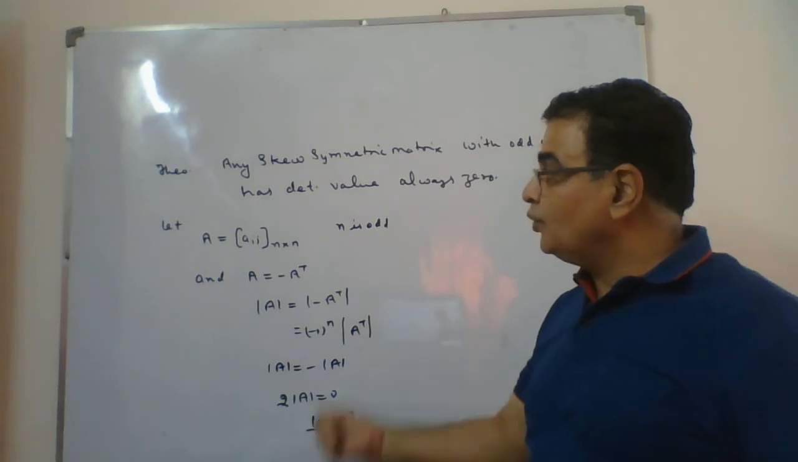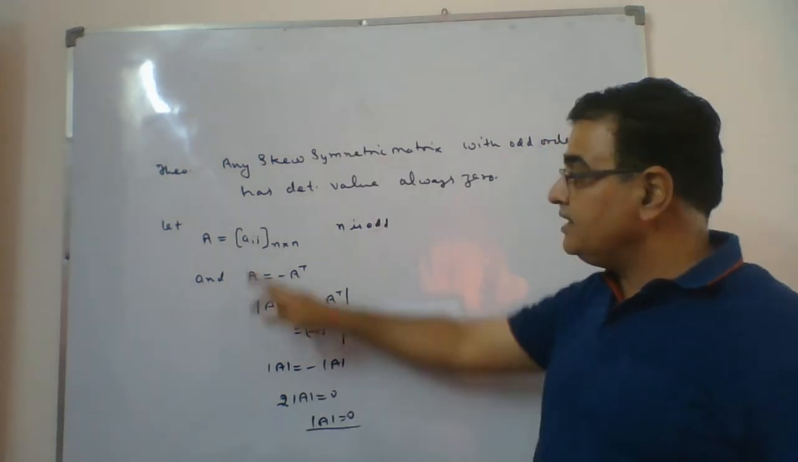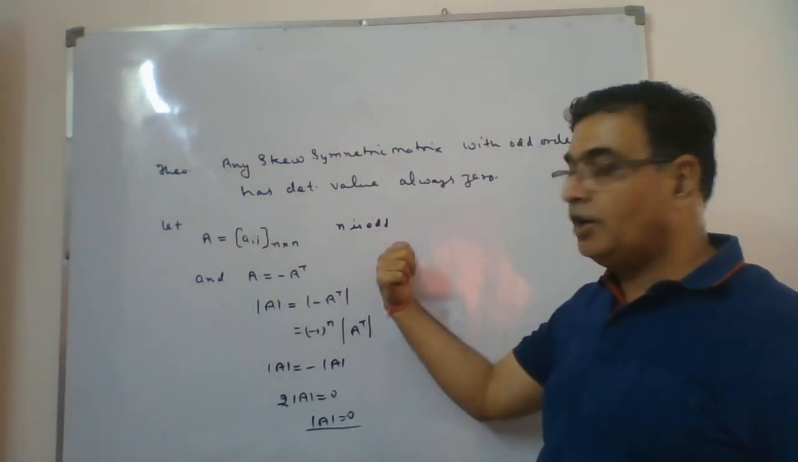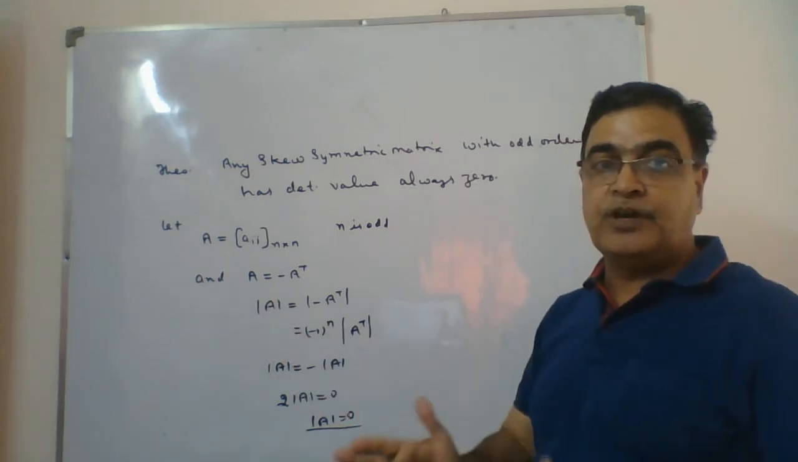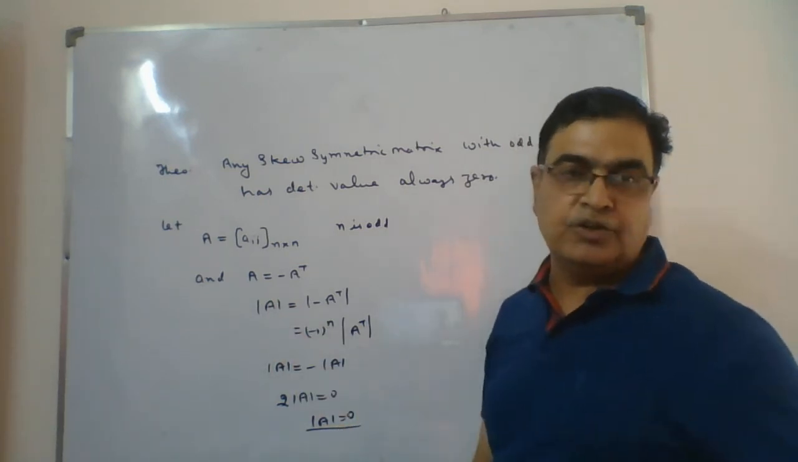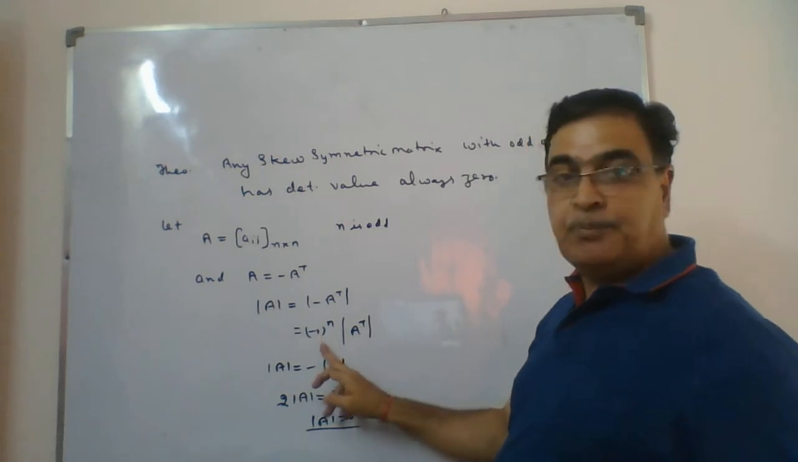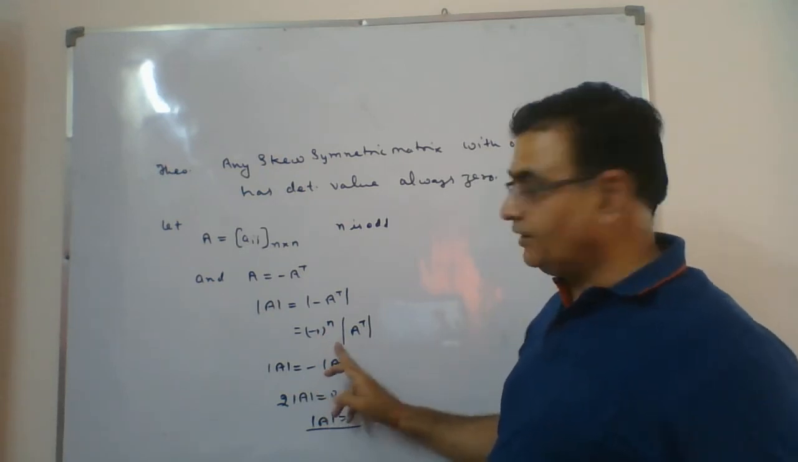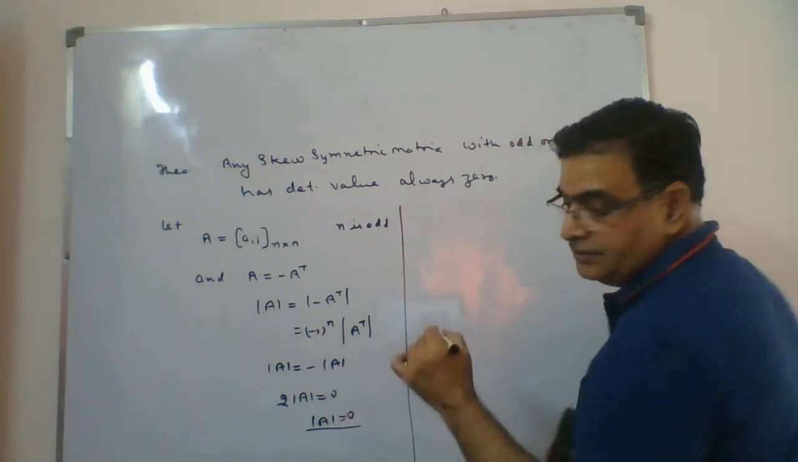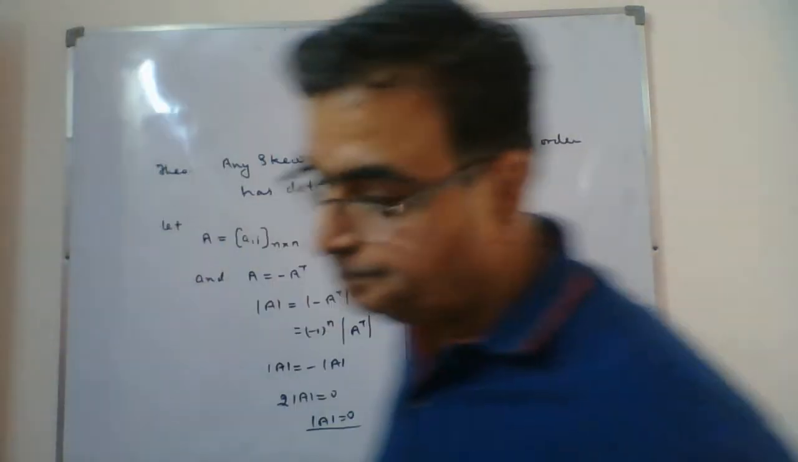So this is the question, or we can say theorem. Any skew symmetric matrix with odd order always gives determinant value 0. I'll take an example, then it will be more clear, because this step maybe you feel slightly difficult. So I'll take one example here.